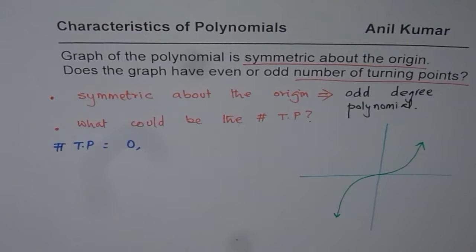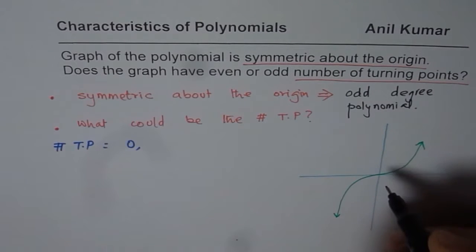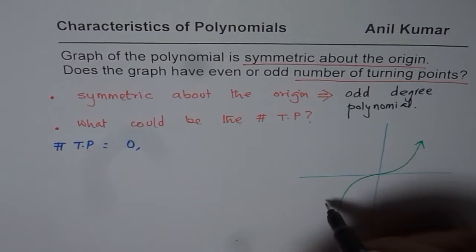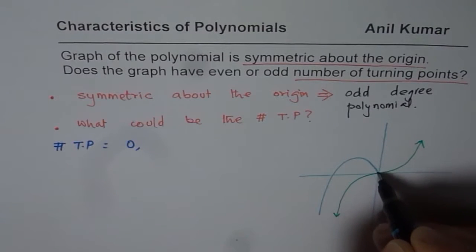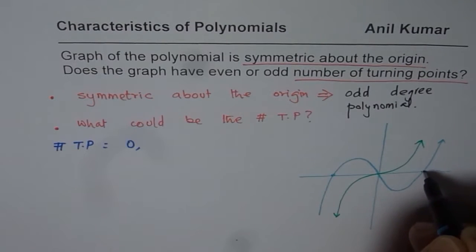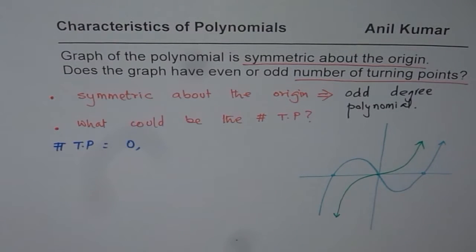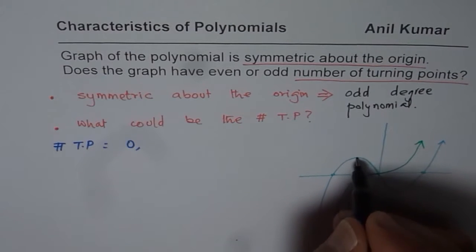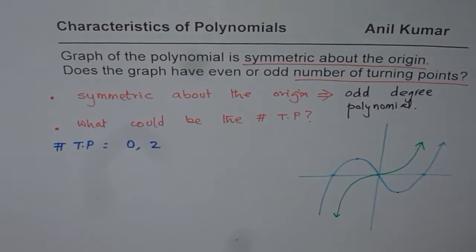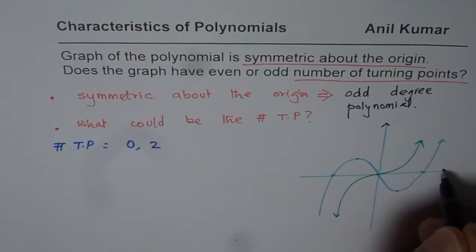Now let me sketch another function which is odd, and we'll count the number of turning points. So let us say it is odd, so let me draw a function which is kind of like this. If I draw a function like this, odd symmetry means I have to have a 0 which is symmetrical, and we are going through this. Now in this particular case, what you notice is that we have two turning points, right? So these are the two turning points. It is two turning points, correct?